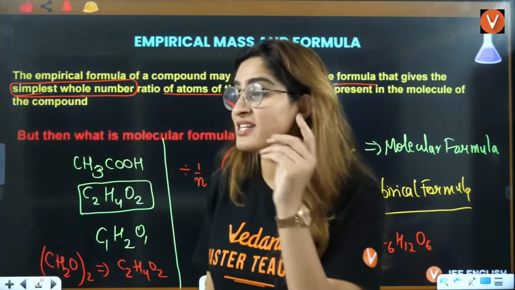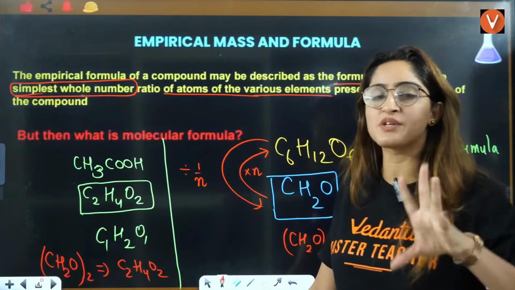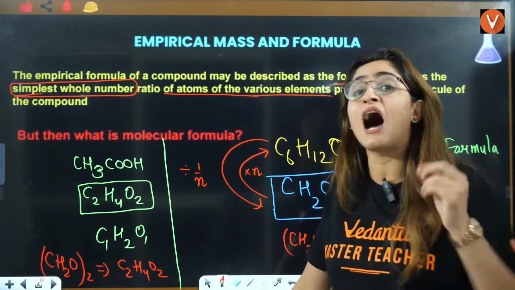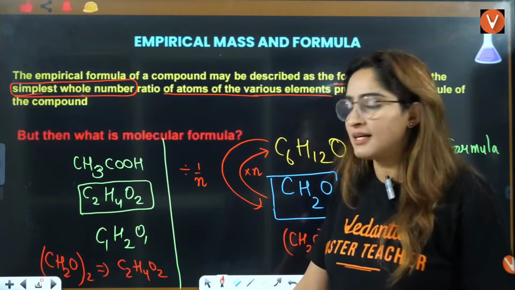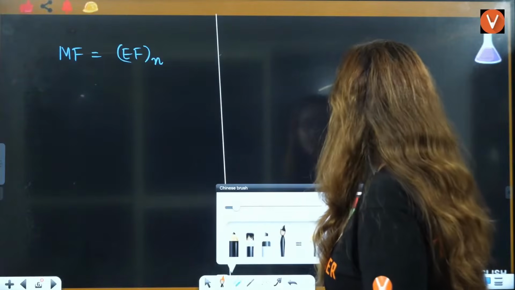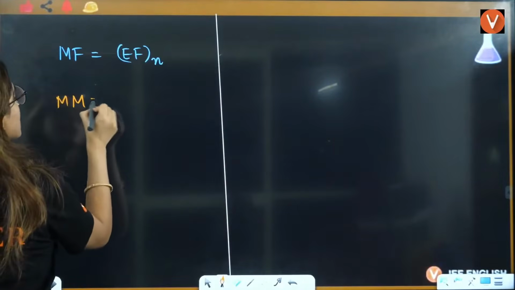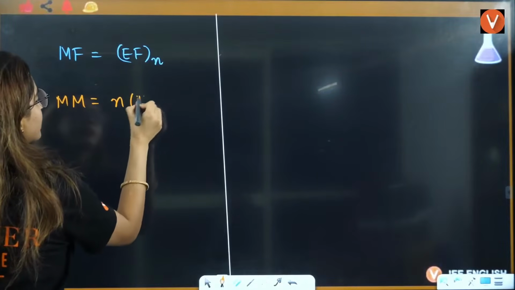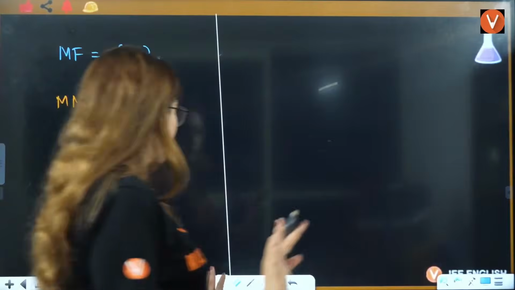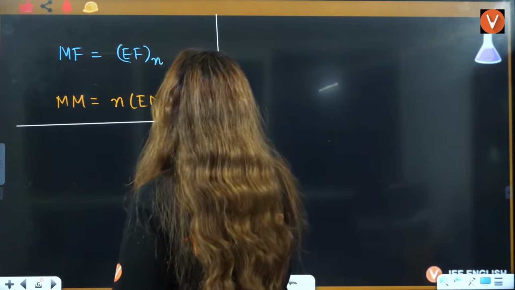I know the next question in your mind is, ma'am, what is this n? Let's understand what this n is and how to calculate it, right? So one formula is this, and the other formula is molecular mass is equal to n into empirical mass. Don't worry, right now just look at the formula that I am giving you.